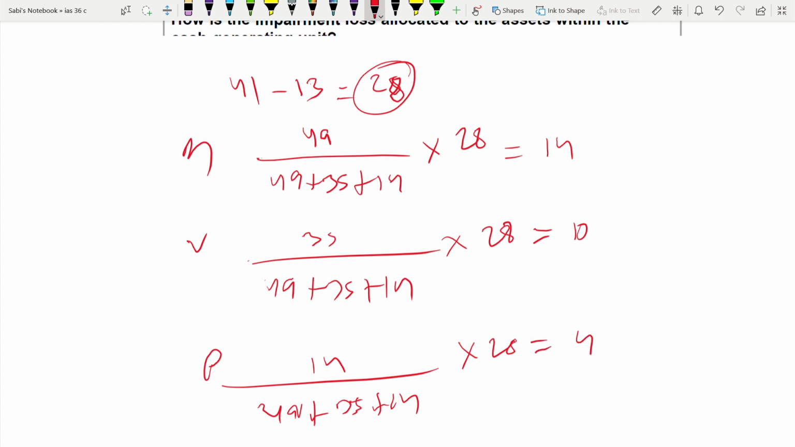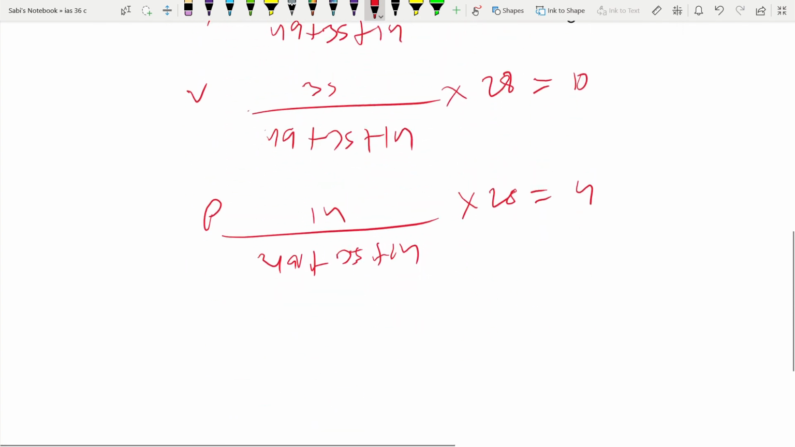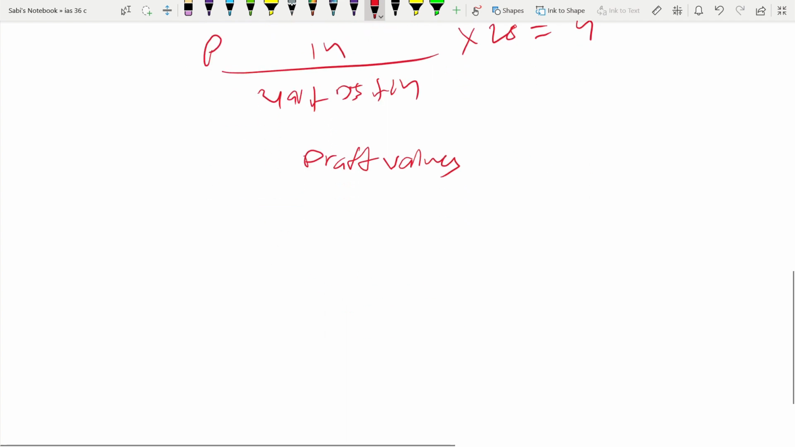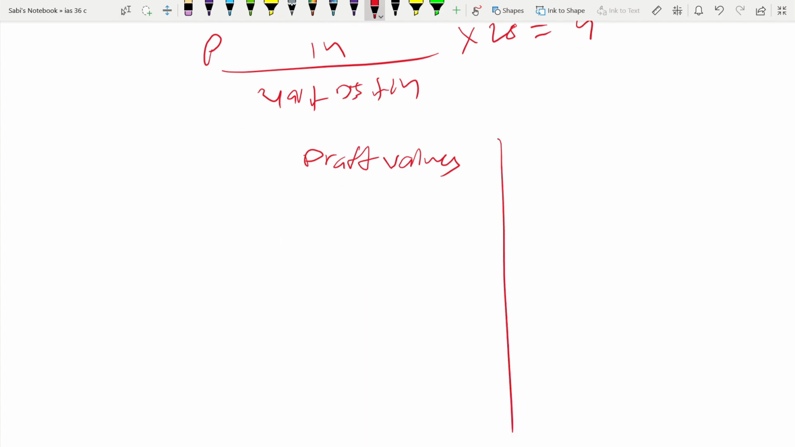Let's put this in the form of a table. These are draft values. Impairment loss, and then the revised value.